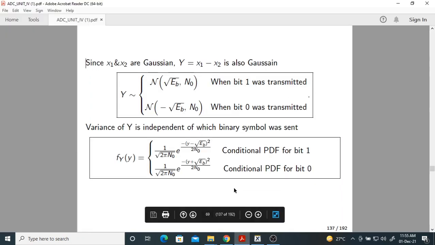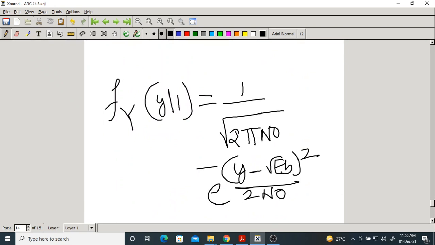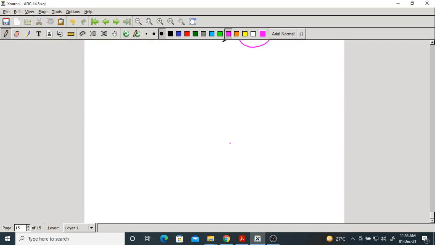Now I got two conditional PDFs. But y is also a Gaussian random variable, with a mean and variance. Compared with BPSK, the only difference in this PDF is the variance. They have the same means. Other than that, everything is the same. So the variance becomes double. Clear? Now if you draw them, the figure looks like BPSK.